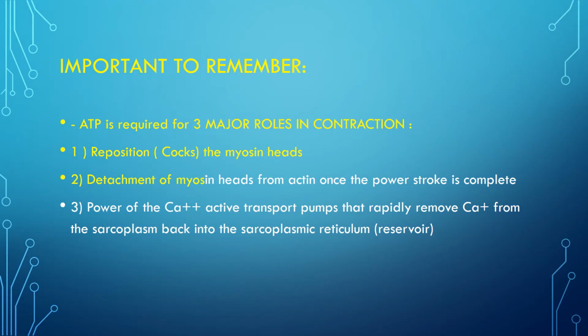Important to remember, ATP is required for three major roles in contraction: the repositioning of the myosin heads, detachment of the myosin head from actin once the power stroke is complete, and the power of the calcium ion active transport pump that rapidly removes the calcium from the sarcoplasm back into the sarcoplasmic reticulum, which is known as the reservoir.